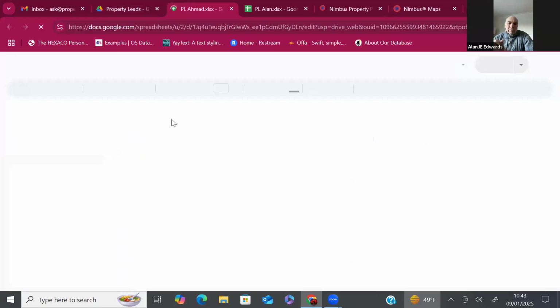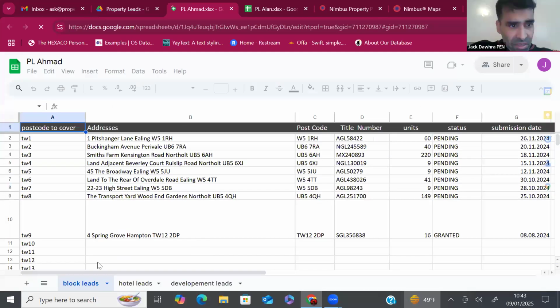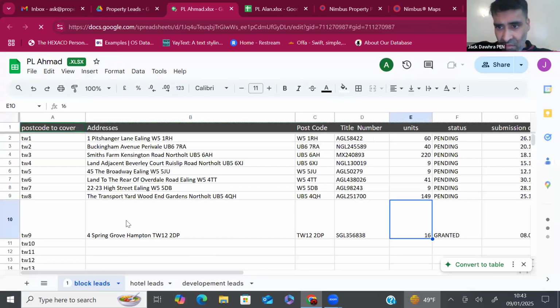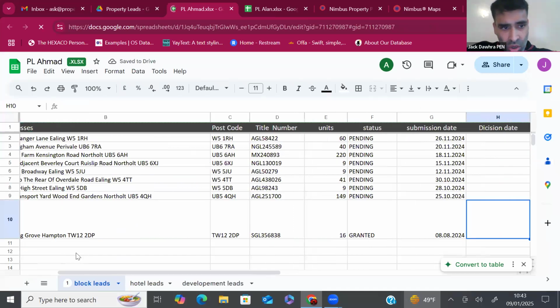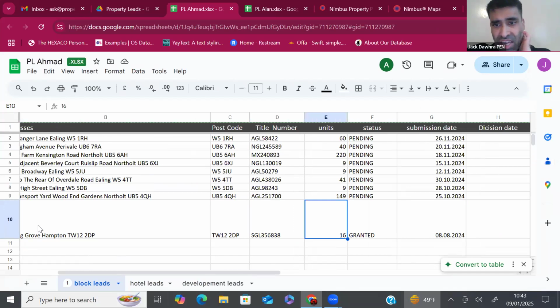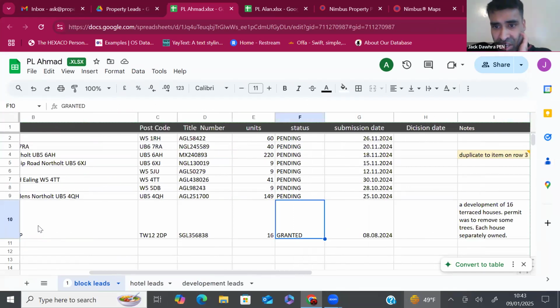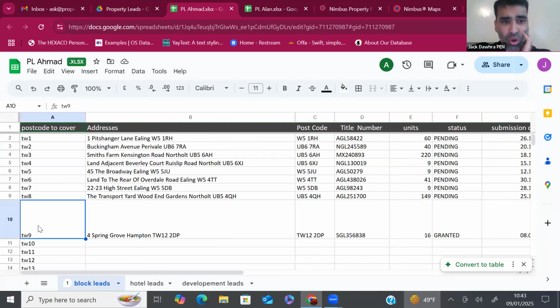So this one, it's block leads. And then when I go on granted, look at MSC. If you look at number 10, it says 16 units and it is granted. It was applied on the 8th of August, 24, and it's already granted. This is a good lead for you to start approaching.